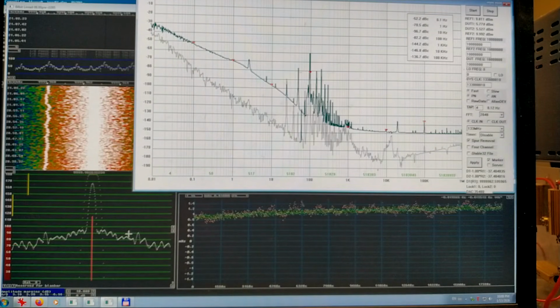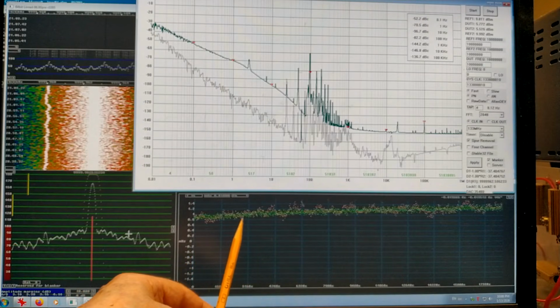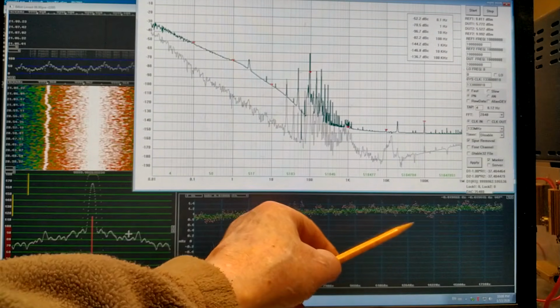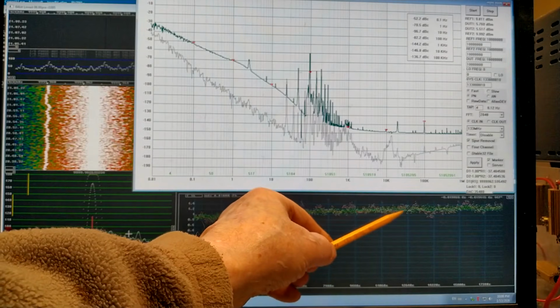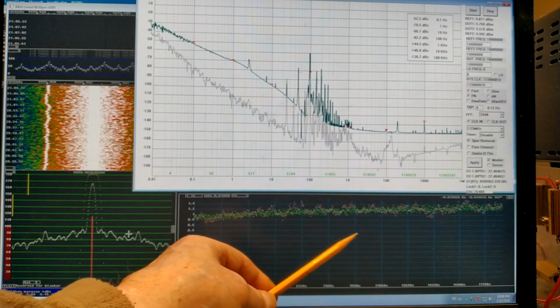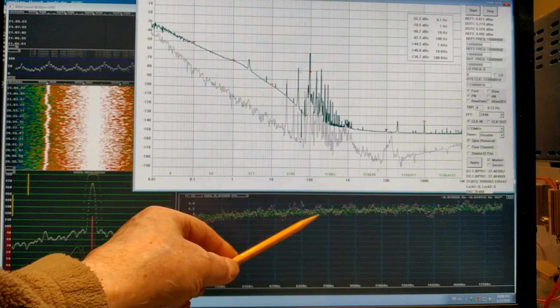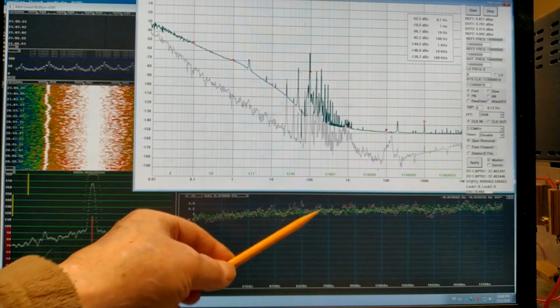And what is interesting is to see the extreme precision of the green trace. It doesn't look noisy at all. It is my Wenzel oscillator, which I'm using as the channel 1 oscillator for this measurement.